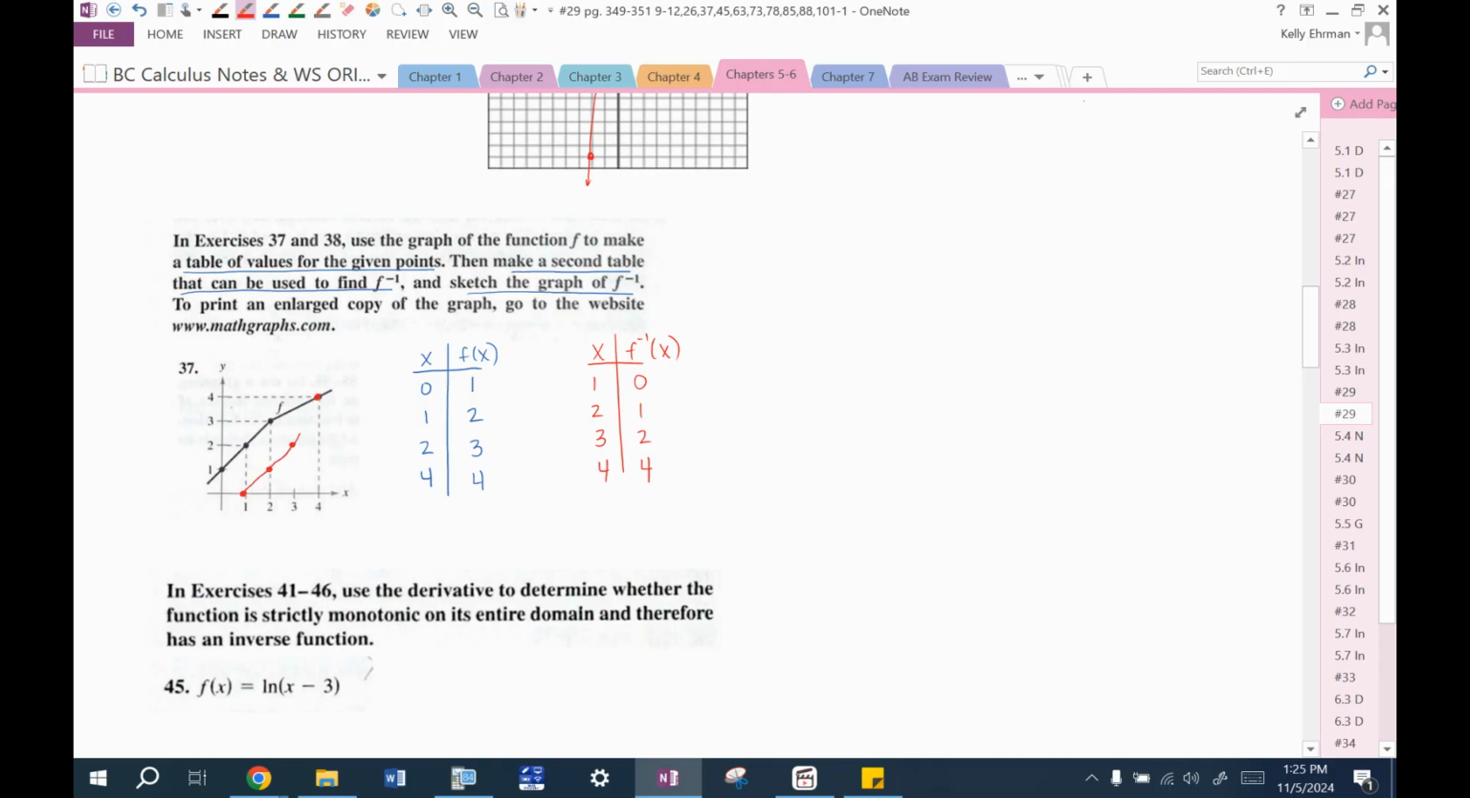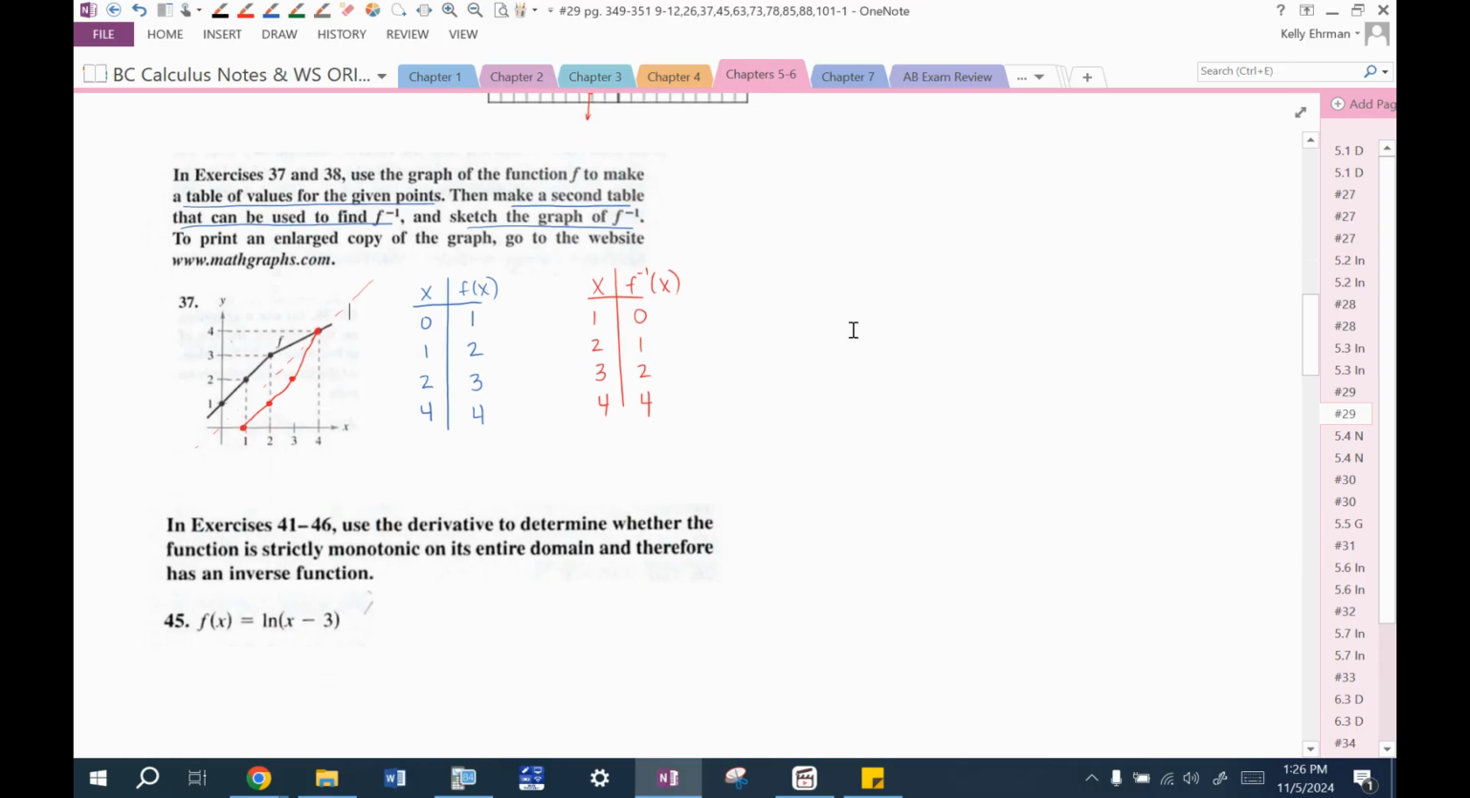So again, remember there should be this line. Mine's a little wobbly, but there should be this line that's going across y equals x. That's the line, like their axis of symmetry, their reflection axis. All right.